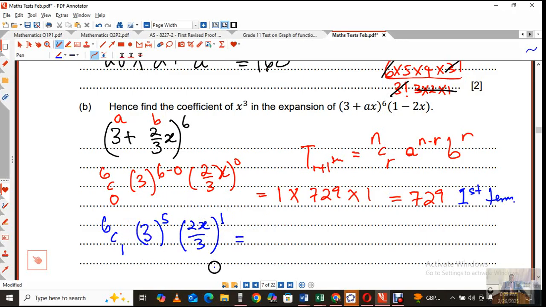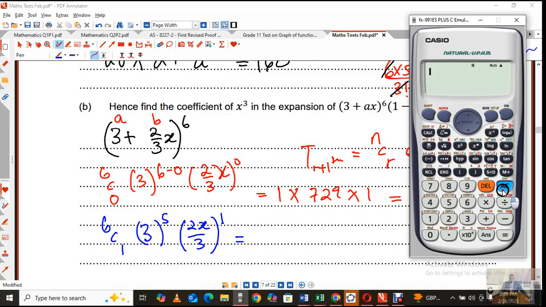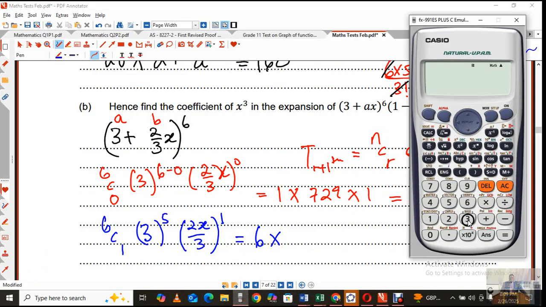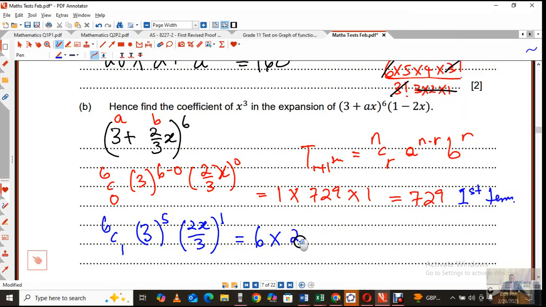6 choose 1 is just going to be, and it's very important that you know this, perhaps you might forget, 6. Okay, that is just going to be 6. So you've got 6 here, multiply that by 3 raised to the power 5, that is 243, then obviously multiply this by 2 over 3, and this will just get that x raised to the power of 1.